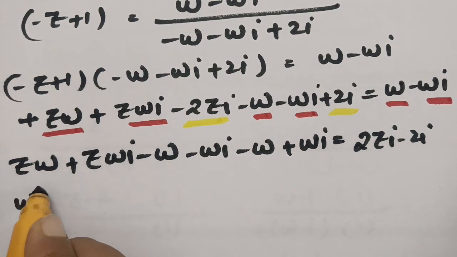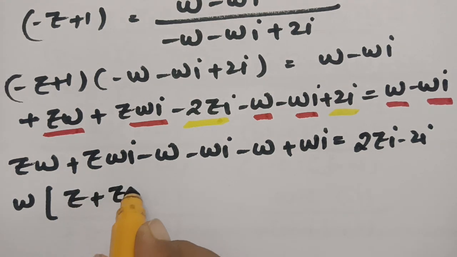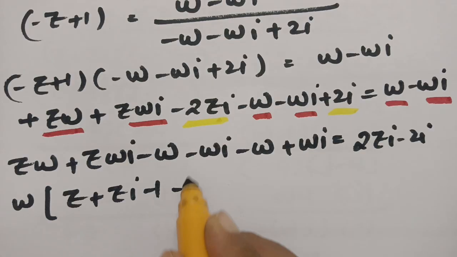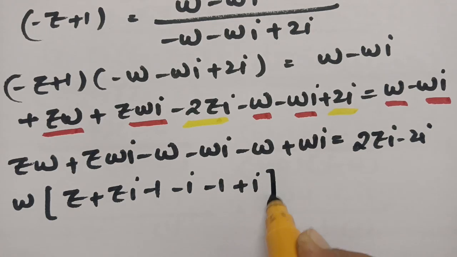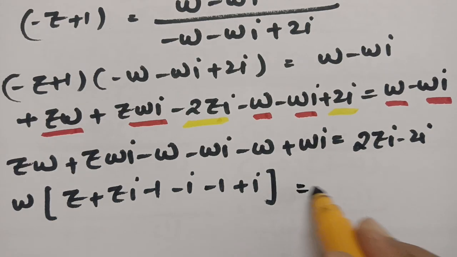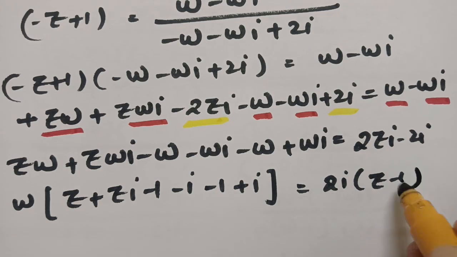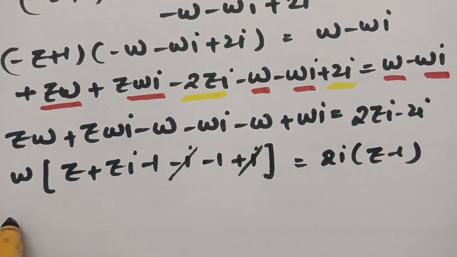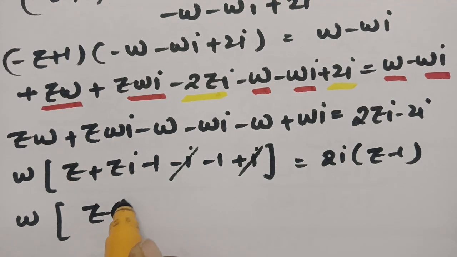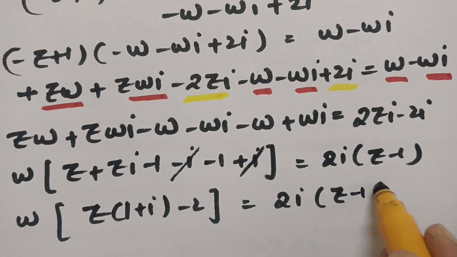So now I am going to take z common here. If I take, sorry, w common, this will be z plus this is zi, this is minus 1 minus i, this is minus 1, this value is plus i, is equal to, so if I take, see here, 2i common, so this will be z minus 1. And see, now I can cancel i and minus i, and see here, this is w times of, if I take z common, this will be 1 plus i, and so this is minus 2, so this is 2i times of z minus 1.